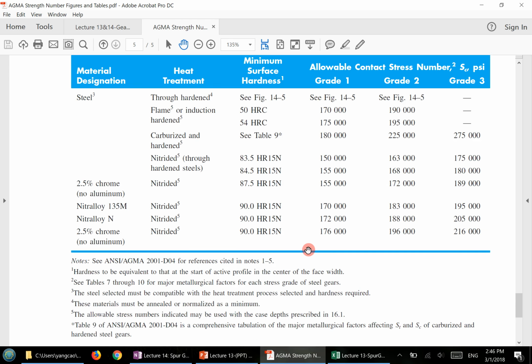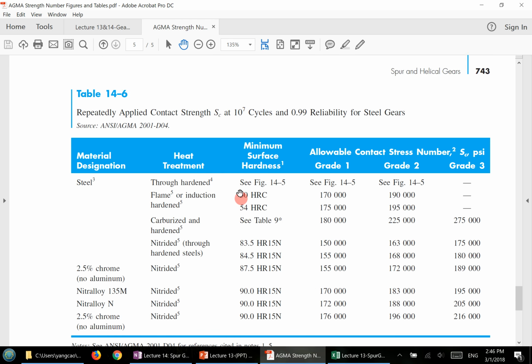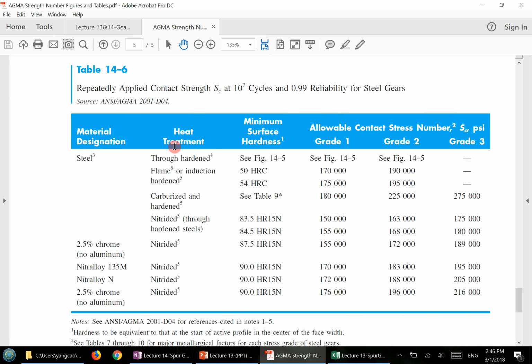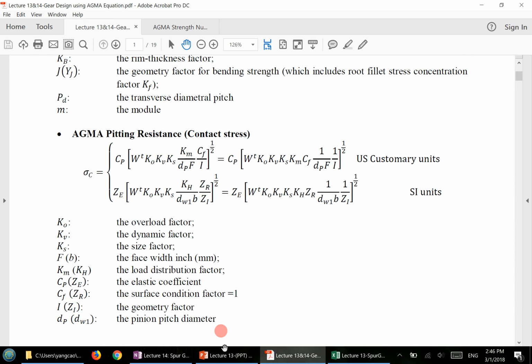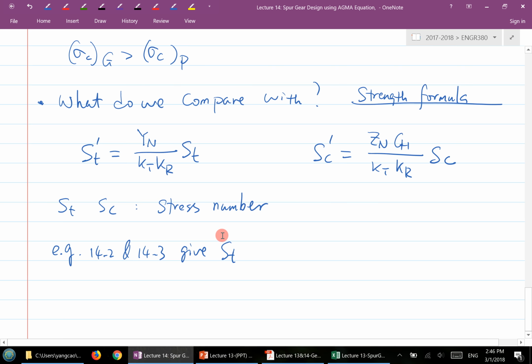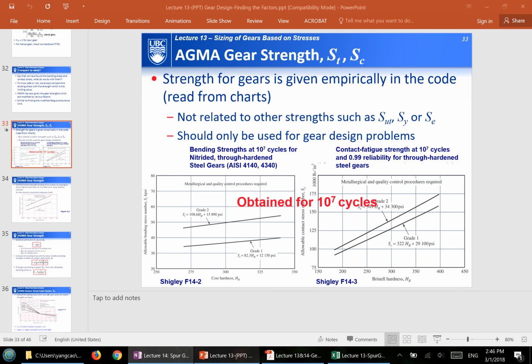Maybe not. Is this file in Connect? This is in the textbook, but it's not in Connect. I can upload it to Connect. I just took out a few pages from the textbook. That PowerPoint has a little mistake here: this shouldn't be 14-3, it should probably be 14-5. So the idea is essentially to use those figures or tables based on the choice of material for the gear or the pinion.